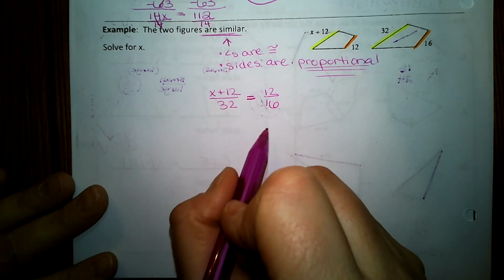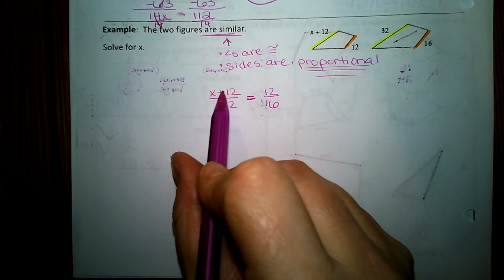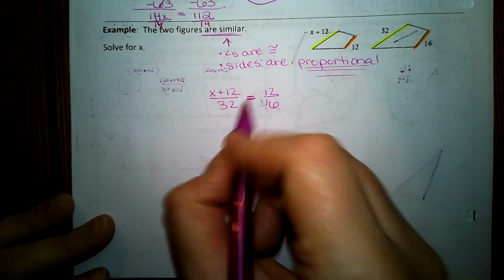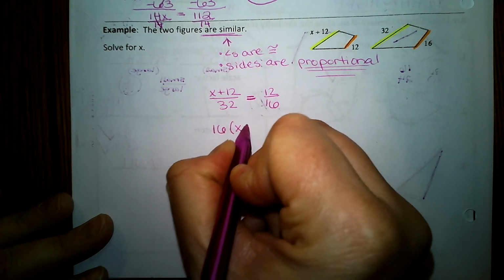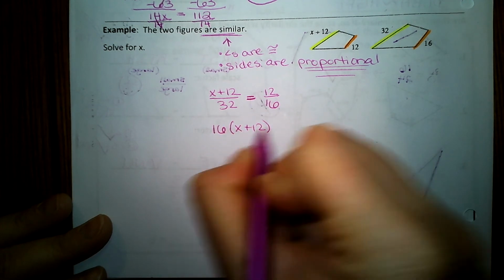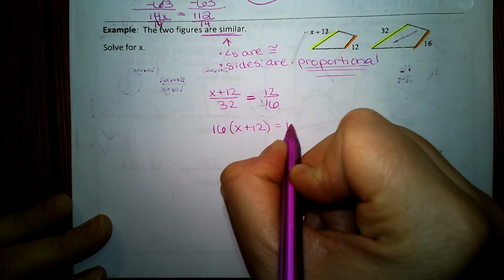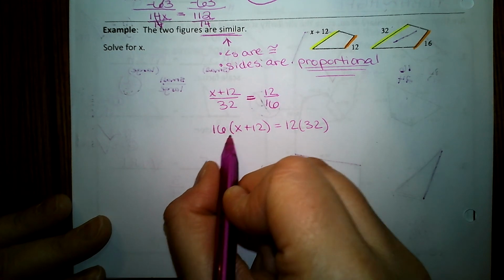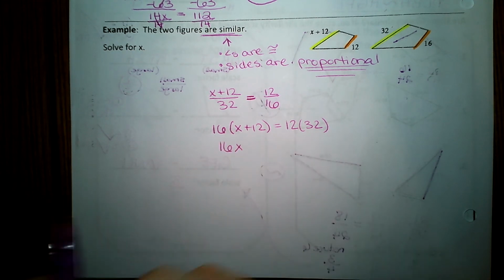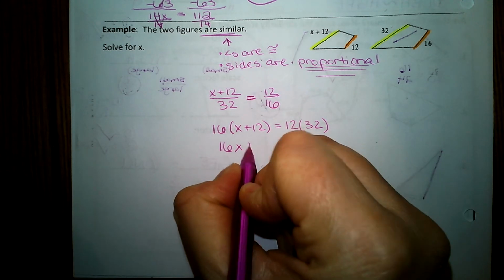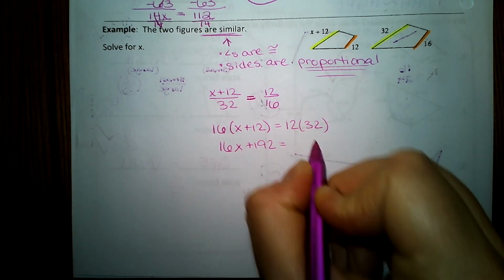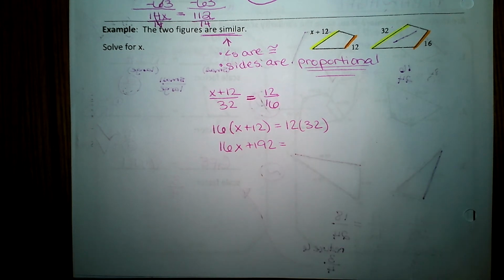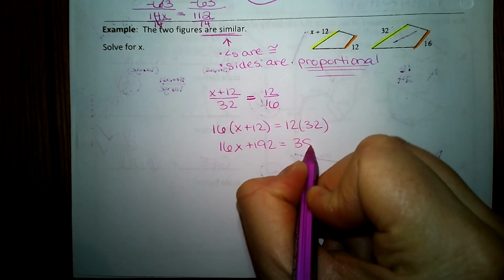All right, so now for the solve. Flip back to algebra brain. You have to cross multiply here. This 16 is going to multiply the x plus 12, making a distribution. And this 12 is going to multiply with the 32. So here's my distribution. 16 times x is 16x. 16 times 12 is, using my calculator here, 192. On the right side, I've got 12 times 32, and I'm getting 384.